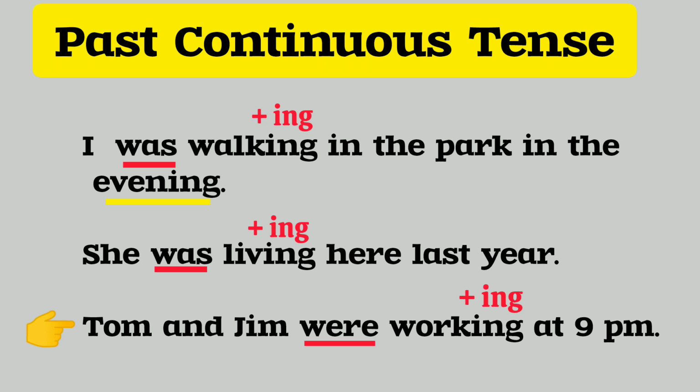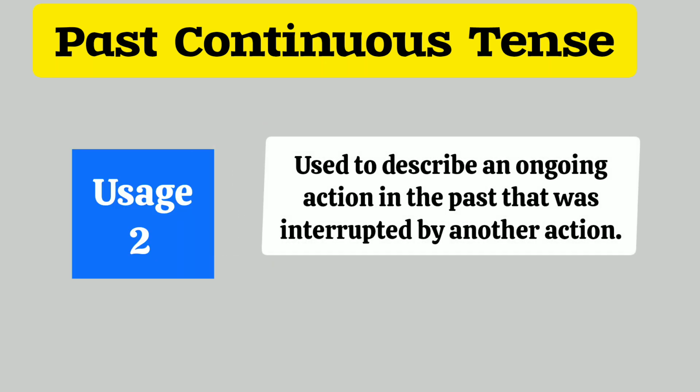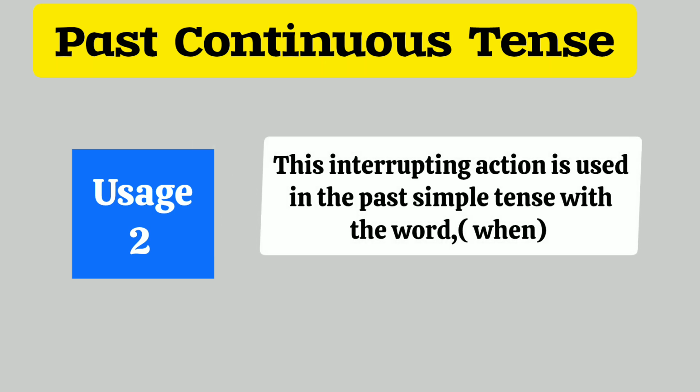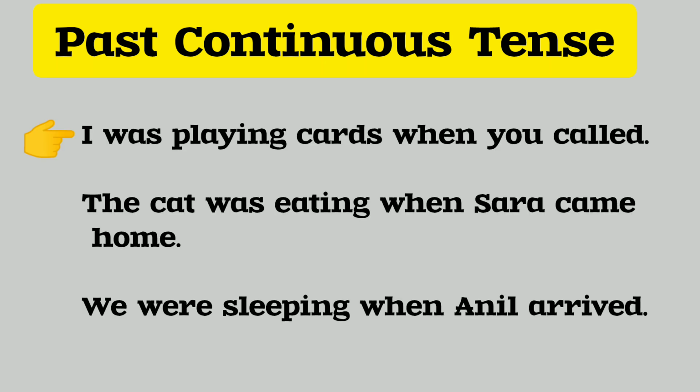So let us move on to the next usage of the past continuous tense. It is used to describe an ongoing action in the past that was interrupted by something or by another action. This interrupting action is used in the past simple tense with the word when. Let us take a look here. I was playing cards when you called. Again, we start with the subject I was and then followed by the verb ing. I was playing card when you called.